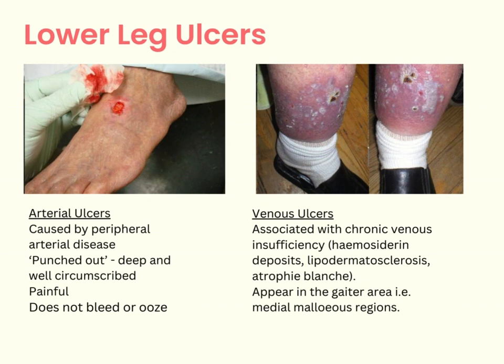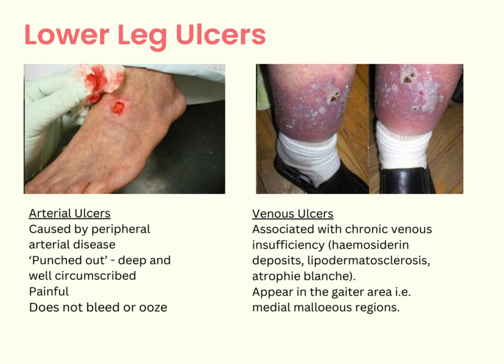And in terms of venous ulcers, they may be described as having an inverted champagne bottle appearance, so tapering of the legs above the ankle. They typically affect the gaiter area, which is the medial malleolus region, whereas arterial ulcers affect more of the soles and the heels of the foot. Venous ulcers are usually caused more by chronic venous insufficiency, whereas arterial ulcers are caused by PAD. Venous ulcers can show up with lipodermatosclerosis, hemosiderin deposits, atrophie blanche, and arterial ulcers should have a punched out, deep, well circumscribed and painful appearance.